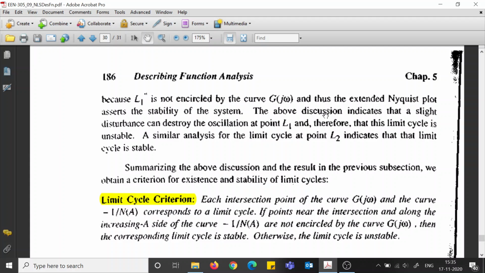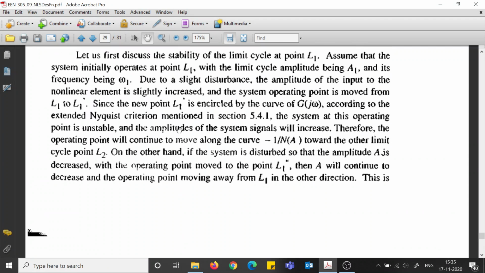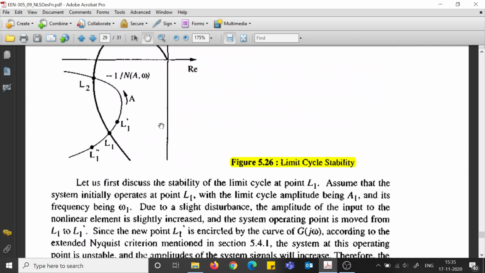Hence the limit cycle L1 will not be stable. But at this point L2, what is the case? You see in L2, if you have a slight disturbance in this direction, then since this is the unstable part, A will increase. That means it will go further in this direction. So if you move away from this direction, it will again go in this direction.